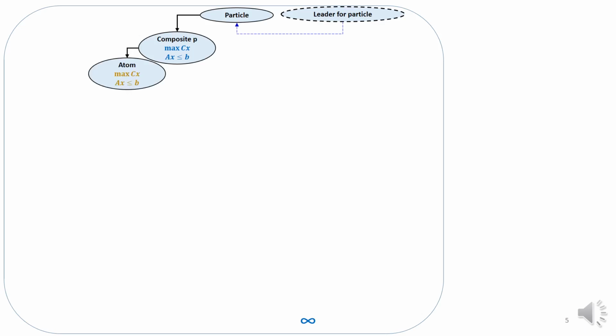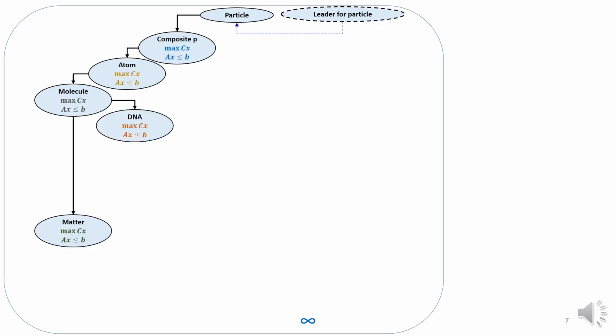the atom. The atom is composed of electrons, protons, and neutrons in structures that you have studied before in physics or chemistry. After that, we can move to the molecule. A molecule is composed of atoms, and DNA, deoxyribonucleic acid, is composed of three macromolecules.